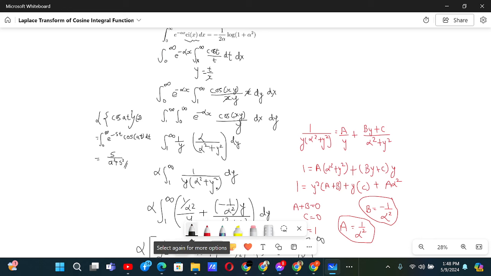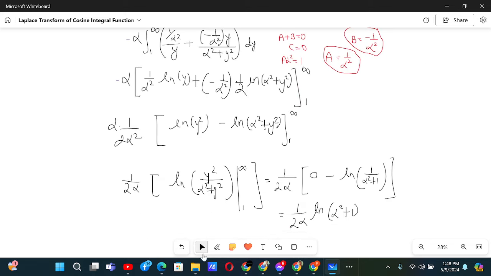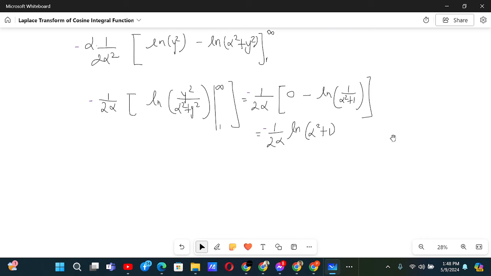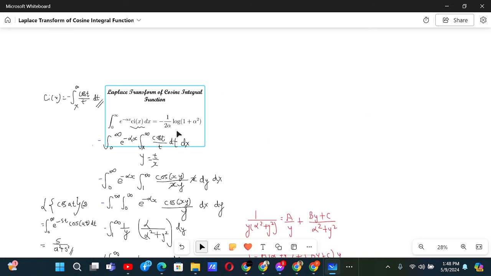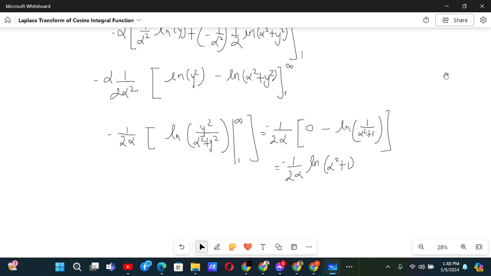So the only thing that we need to do is put a minus sign everywhere it carried over, and that should be the answer. Minus 1 by 2 alpha ln of alpha square plus 1. Yeah, so that is the answer.